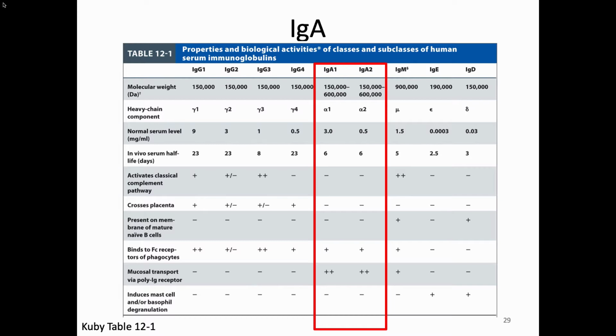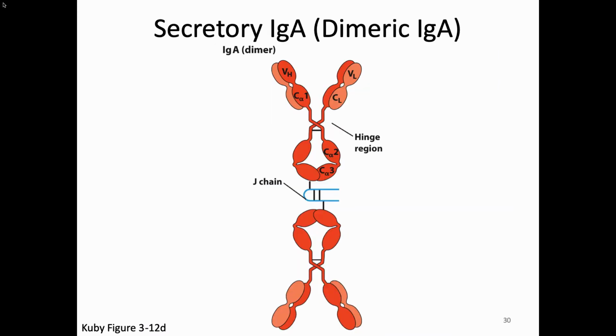IgA can be found in two different forms. One of them is just normal old IgA, like this. IgA can also, however, be found in a form as a dimer, where we have two different IgA molecules bound together. They are bound together by a different J chain, their own J chain, that allows us to make this dimer. And so this is sometimes known as Dimeric IgA or Secretory IgA. The really unique thing about IgA is IgA's location.